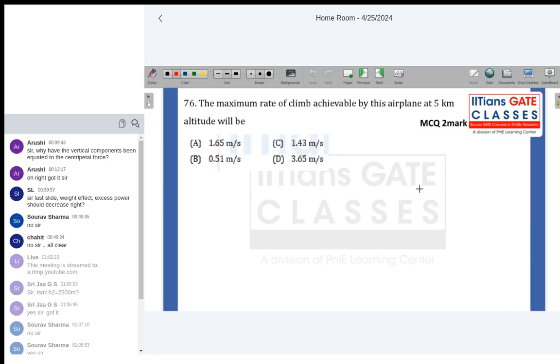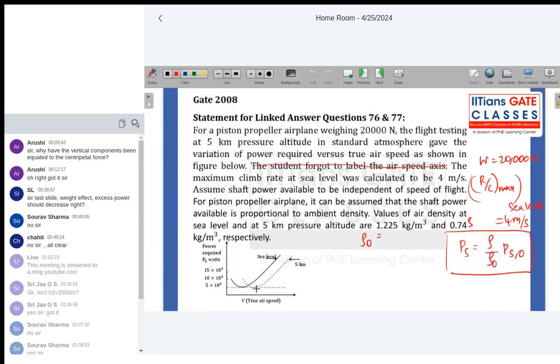How to proceed with this problem? We want to know what the rate of climb is equal to. Rate of climb is nothing but power available minus power required, divided by weight. The maximum rate of climb at sea level is given as 4 meter per second. From this graph, we know the power required minimum even at sea level.